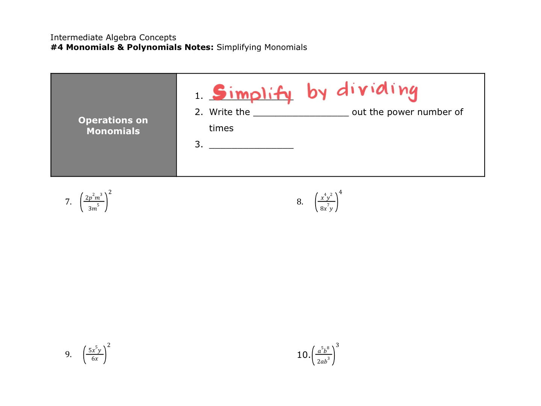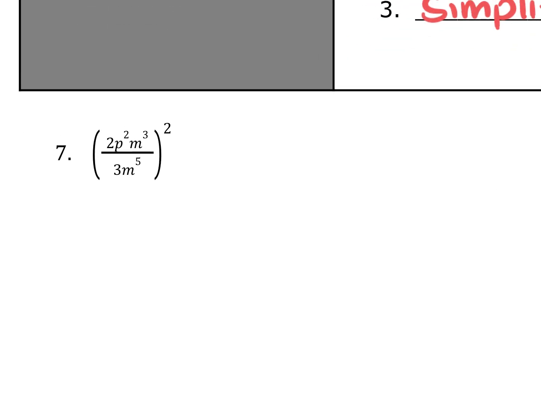Then you're going to write the expression out the number of times of the power. And then you're going to simplify by multiplying. Okay, so the first thing we're going to do is do any division that we can do. So when I'm looking at this one, I'm going to say equals. Okay, 2/3, my big numbers. I have a 2 and I have a 3, and we can't change those. We're going to leave those as 2/3. We can't reduce those at all, so they're just going to stay the same.